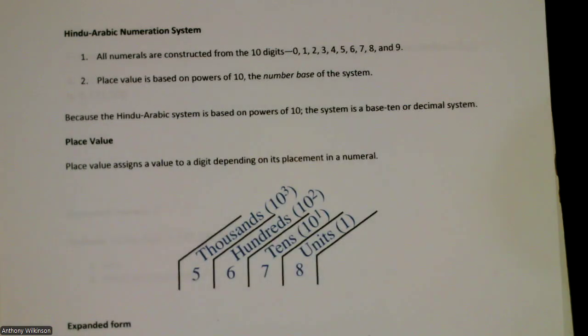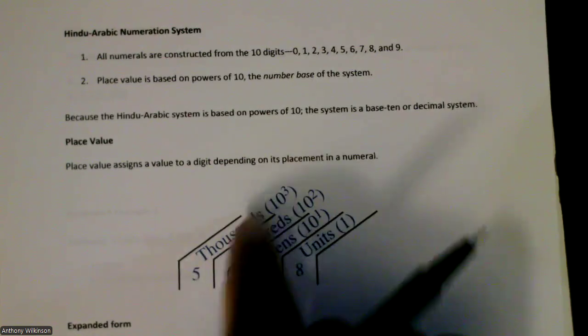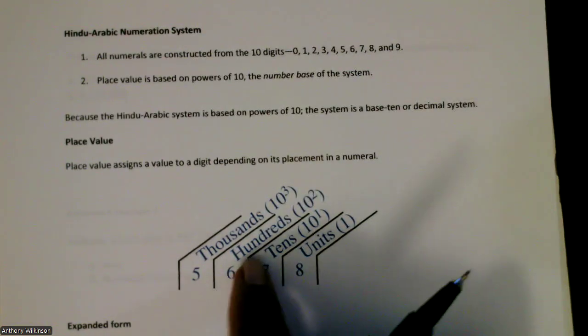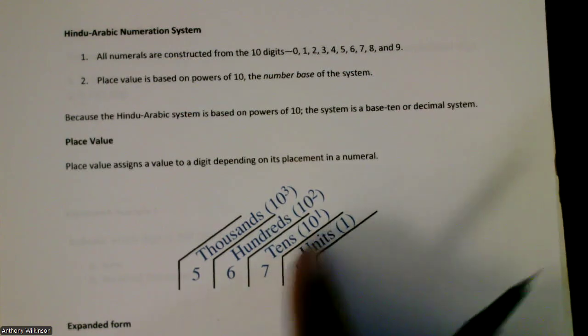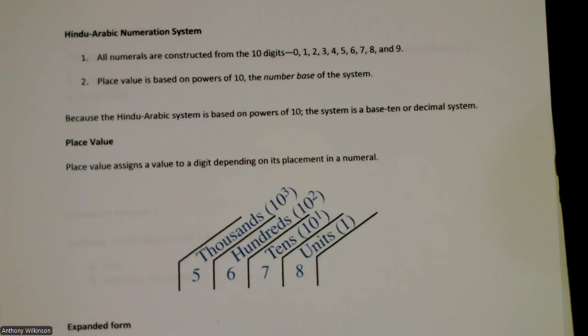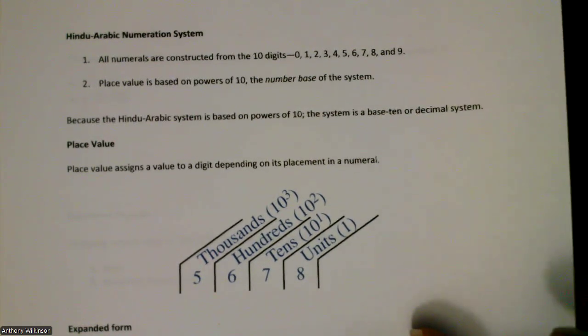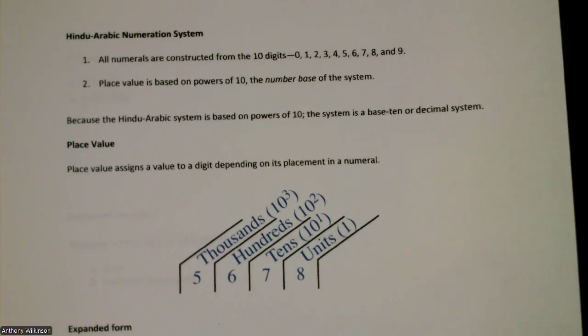And this is what place value looks like. It assigns a value to a digit depending upon its placement in a numeral. So like for 5,678, you can see the 5 is in the thousands place, which means 5 times 10 to the third. The 6 is in the hundreds place, that's going to be 10 to the second. The 7, that's in the tens place, which will be 10 to the 1. And the 8 is in the units place. Sometimes textbooks call it the ones place or just a units place, which would just be 1.